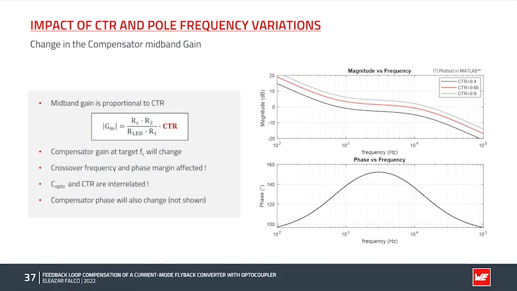One thing to note, and which is not reflected in the curve, is that if the CTR changes, the optocoupler pole frequency will also change since they are interrelated. And this will also affect the phase curve of the compensator and in turn the phase margin.